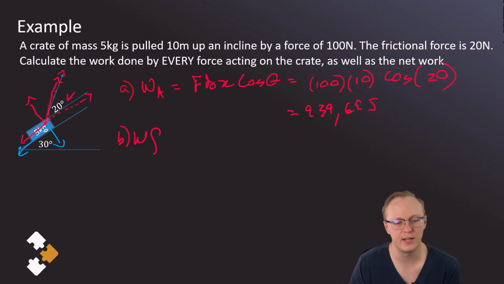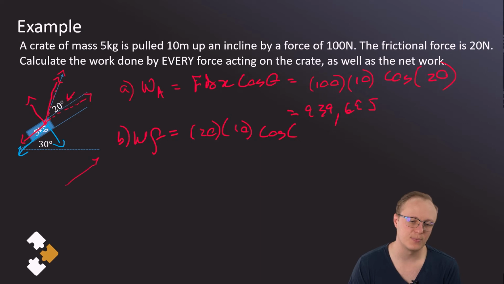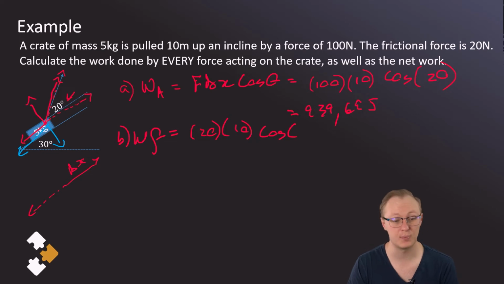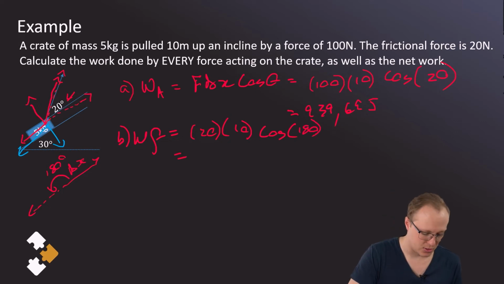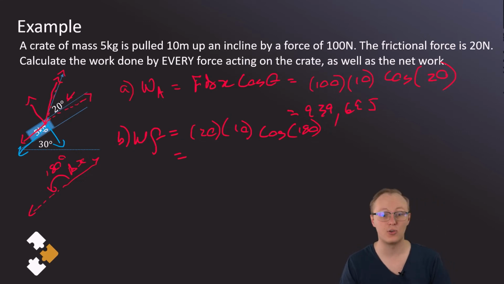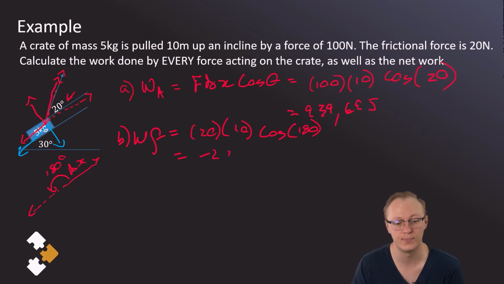Then finding the work done by friction is going to be quite easy because we know that the frictional force is 20 newtons. So we can go 20 times the change in x, which is 10. But now cos of what? So we know that the displacement is up the slope and friction is acting opposite to the displacement. It's going down the slope. So this is a 180 degree angle, and so we've got to put in 180 here. All right, so 20 times 10 times cos 180 is going to give you an answer of negative 200 joules. Okay, so negative 200 joules, right?